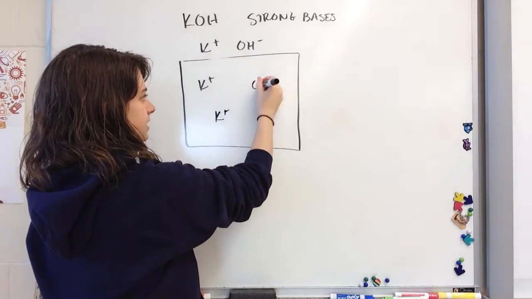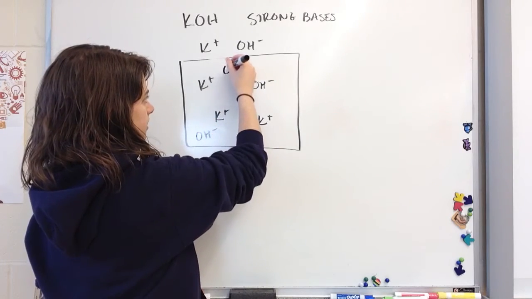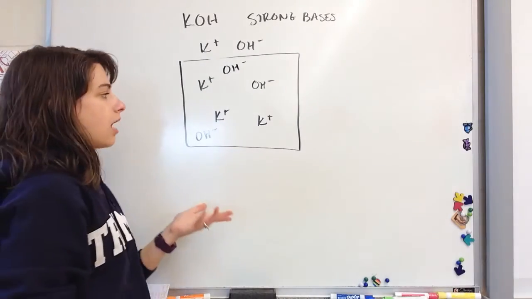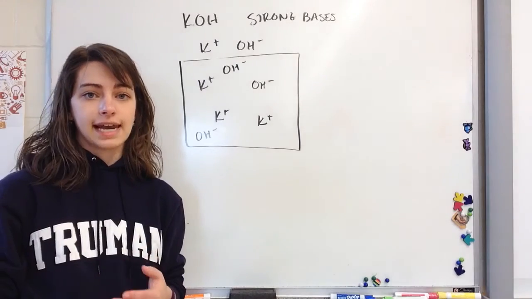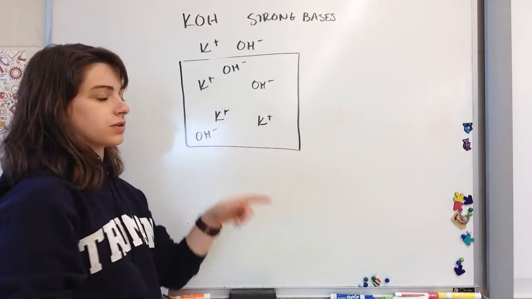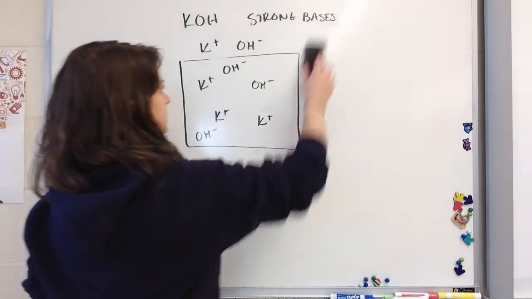So if I have 3 potassium ions, I have to have 3 hydroxide ions. Now, if I was given this particle diagram, I would know that it's a strong base because it completely dissociates. I don't see any of the original compound. And I also see OH minus or hydroxide ions, so that tells me it's a base. Let's do one more example.